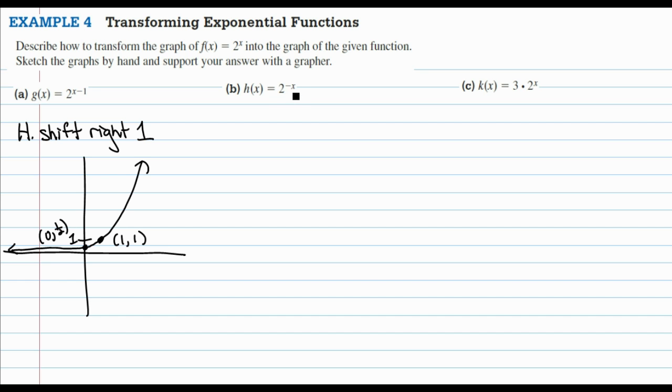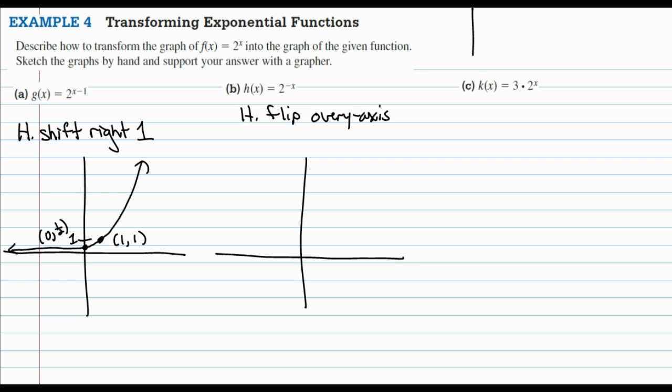B, let's see, the negative sign is again with the x-coordinate, or the input variable. And so that is going to be a horizontal flip over the y-axis. Which means if my original graph, which I should probably just draw up here, that's 0, 1. So there's my original graph. Now that's going to get flipped over the y-axis.